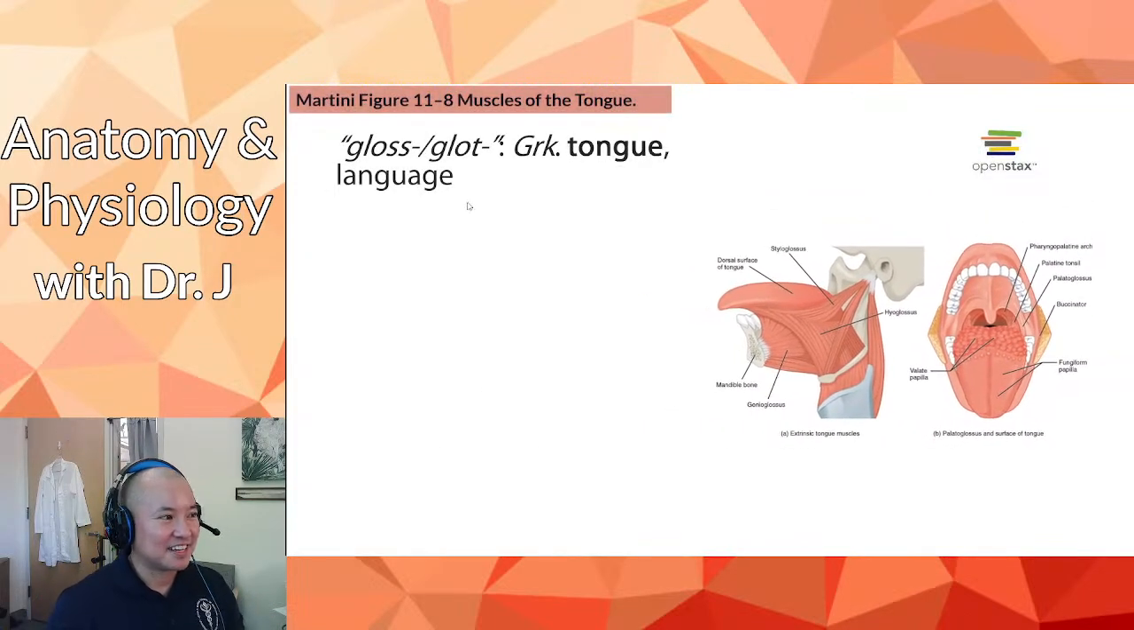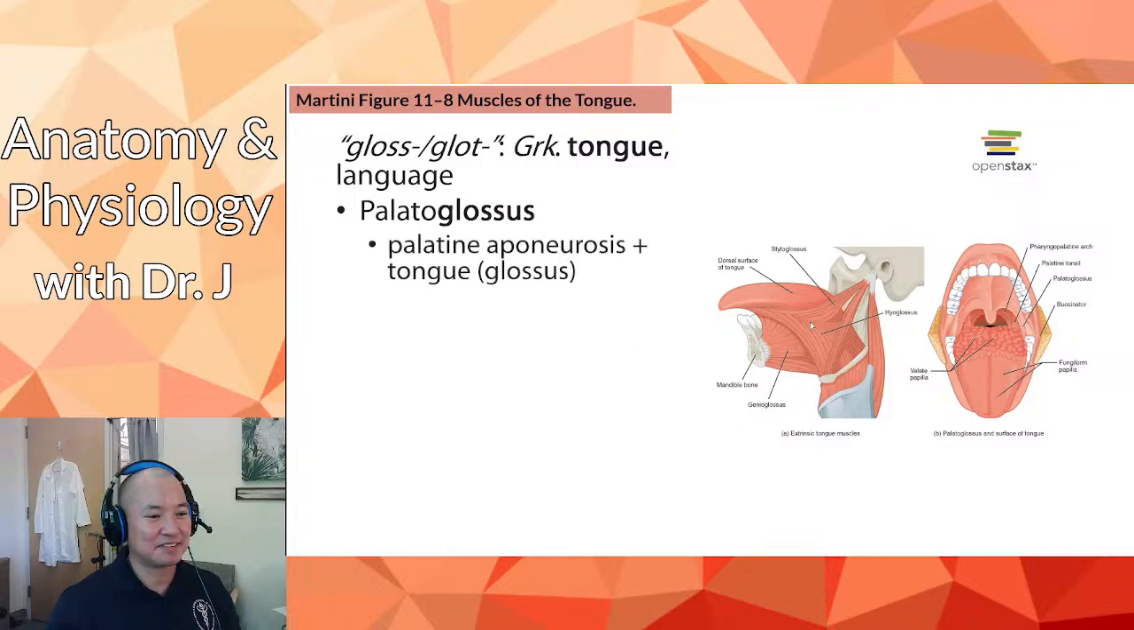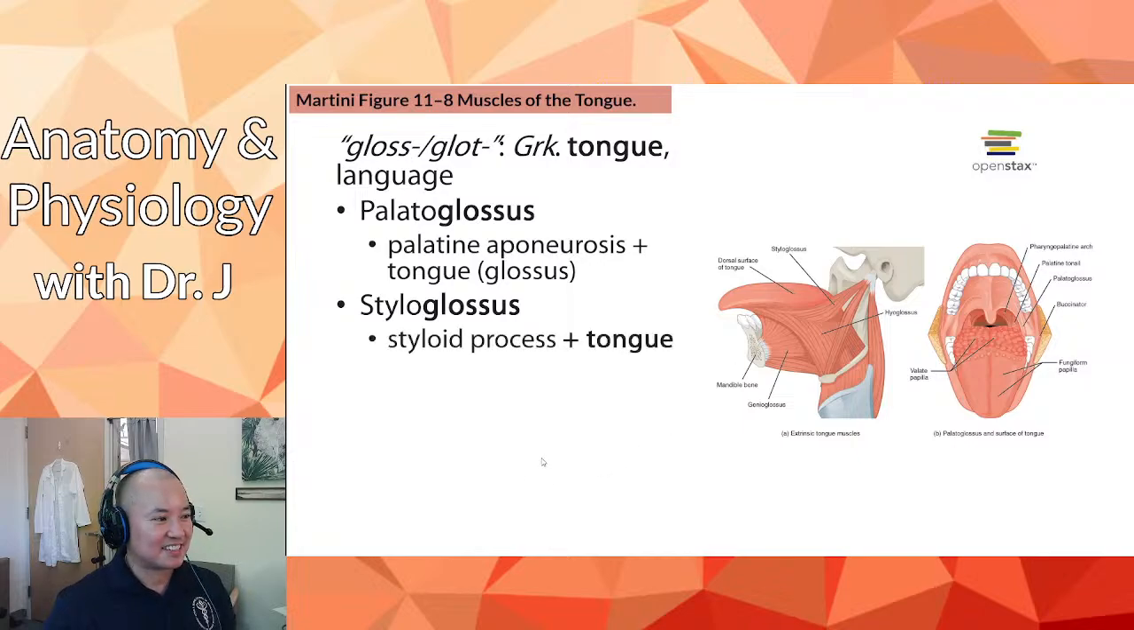So notice that a lot of these muscles, like the styloglossus, the palatoglossus. If you have the palate, and aponeurosis is just a broad sheet of connective tissue. So rather than coming to a point like a tendon, it's more like a broad tendon. But either way, the palatine aponeurosis attaches the palate to the tongue, and you have the palatoglossus. Styloglossus, on the temporal bone, you have that pointy process called the styloid process. Attach that to the tongue, then you get the styloglossus.